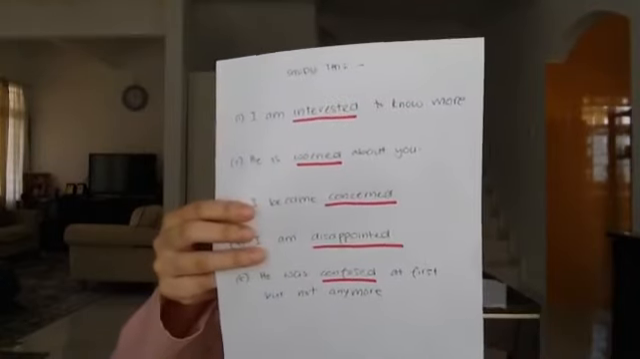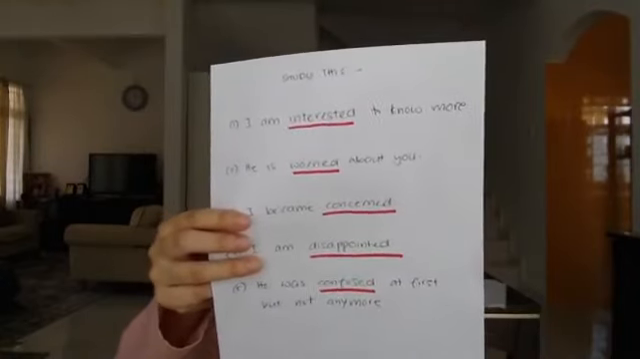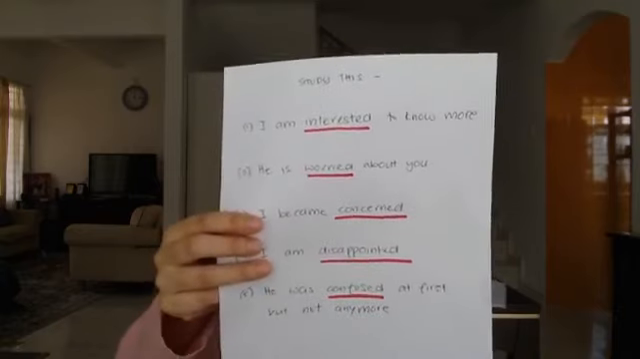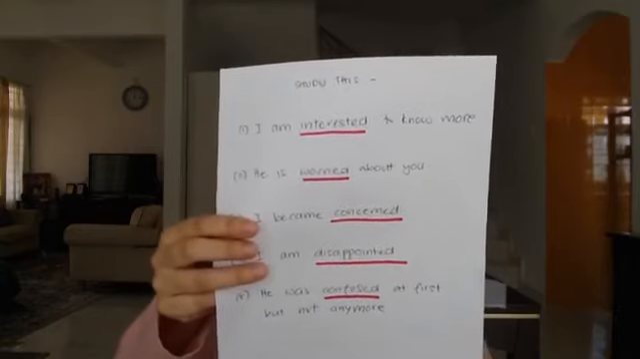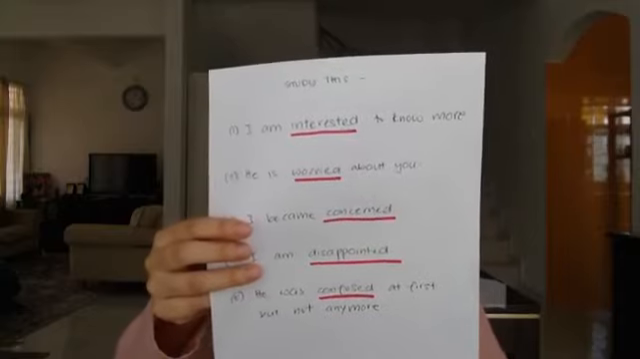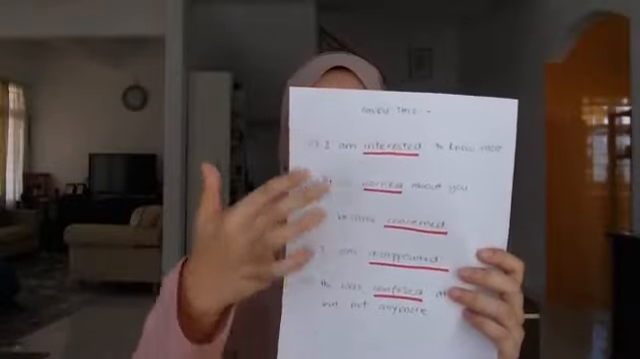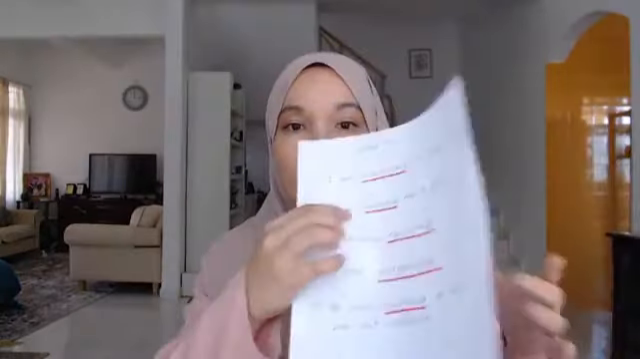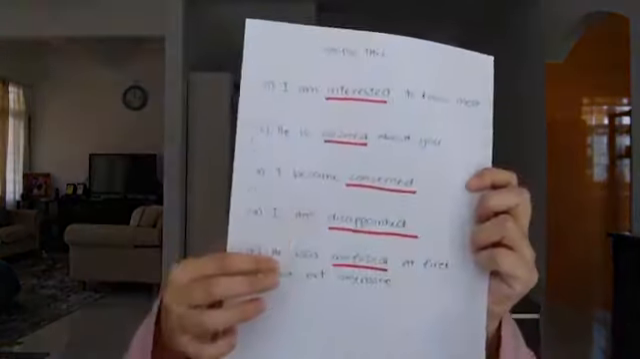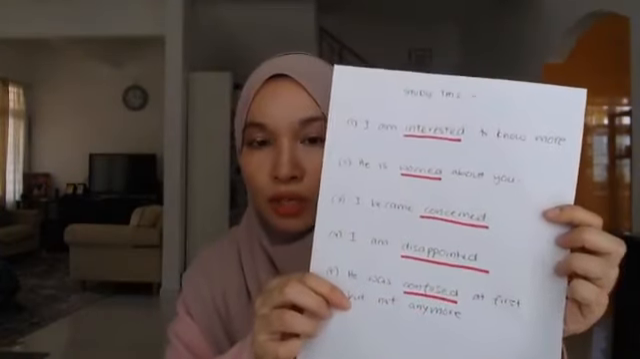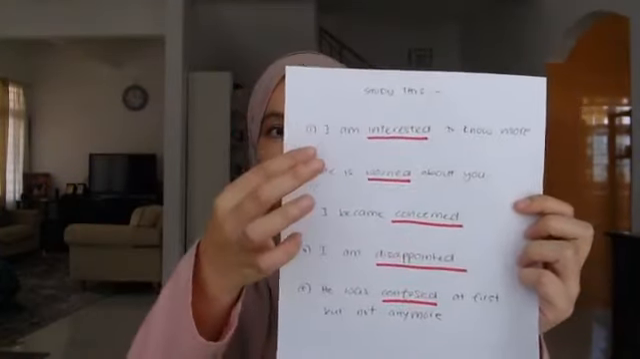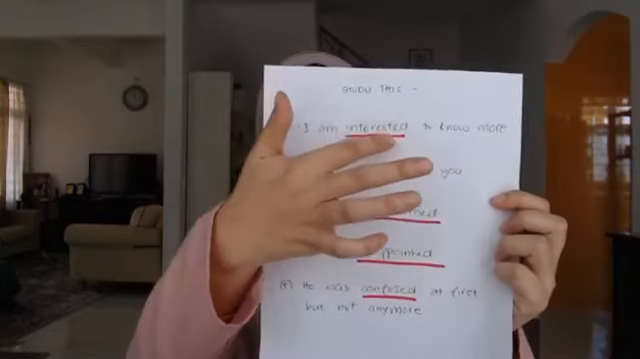Okay, so which adjective are we using for this one? We're using the ed adjective, right? So this describes the feeling. I feel interested. He felt, he was concerned. I became concerned. I am disappointed. And he was confused. So the structure again, like I said, is subject, linking verb, adjective.